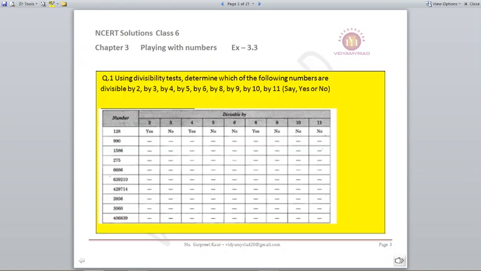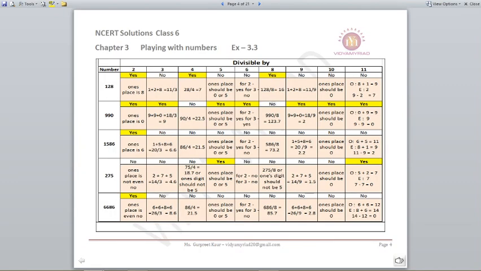Question number 1. Here the table is given to you and you have to just write yes or no whether the number is divisible by 2, 3, 4, 5, 6, 8, 9, 10 and 11. What I have done is I have given you the answers as yes or no with an explanation. You should know why it is yes or why it is no. You may go through this.